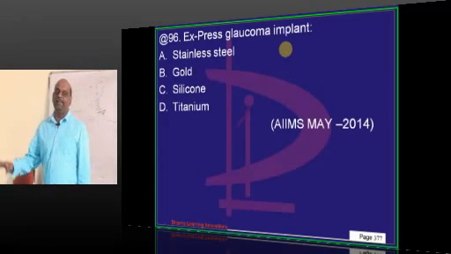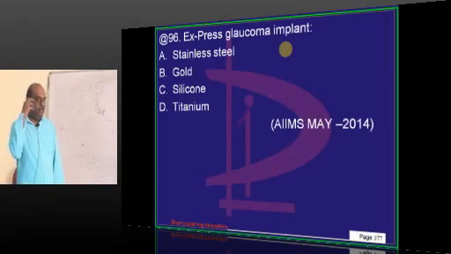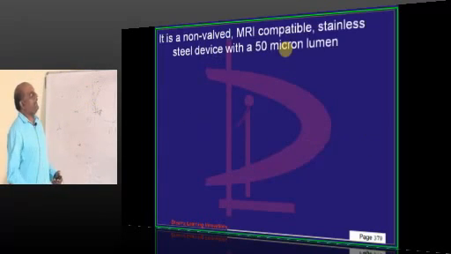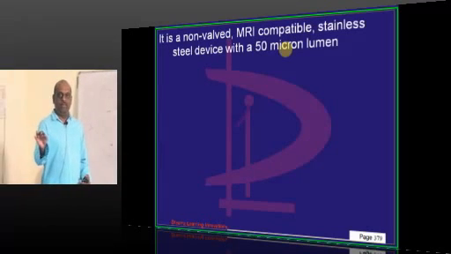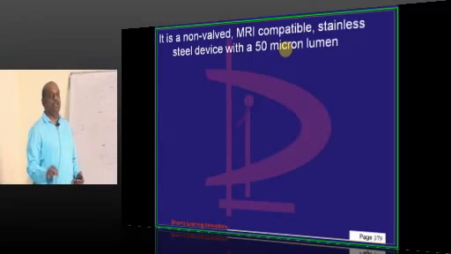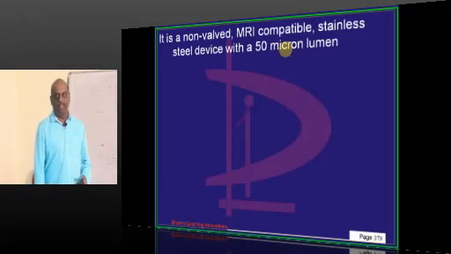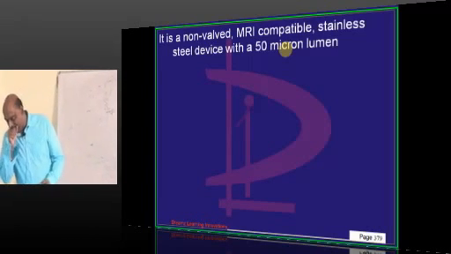The Express glaucoma implant will maintain uveoscleral outflow. How is it made? It is a non-valved, MRI compliant stainless steel device with a 50 micron lumen, is what you have to basically remember.